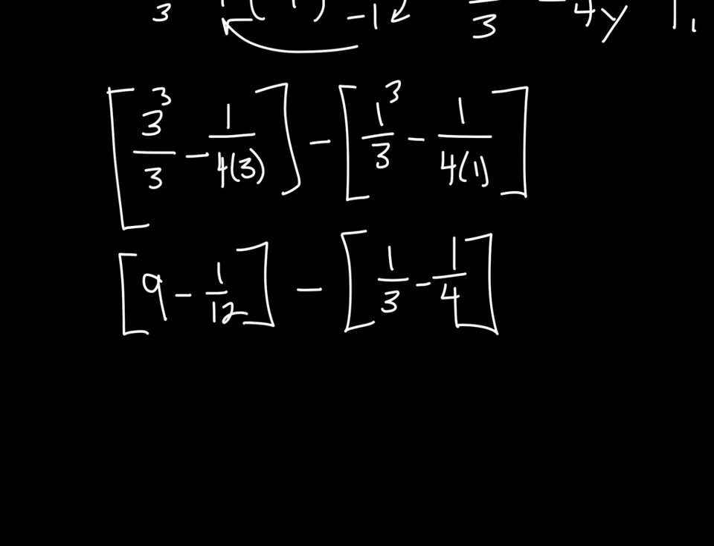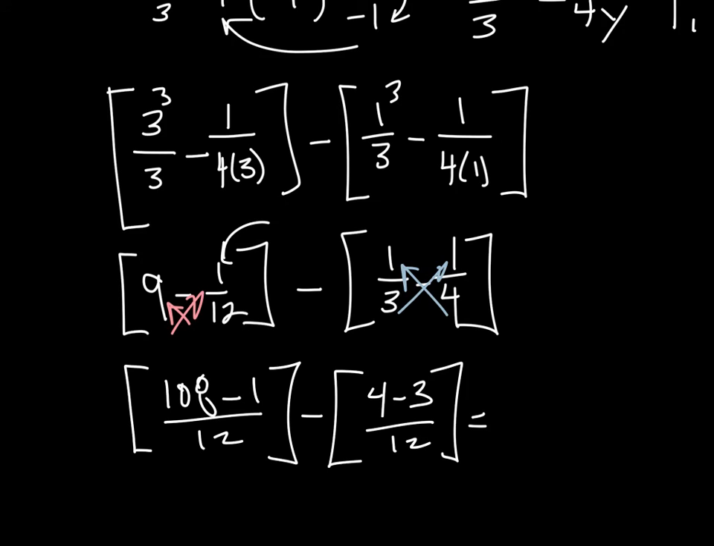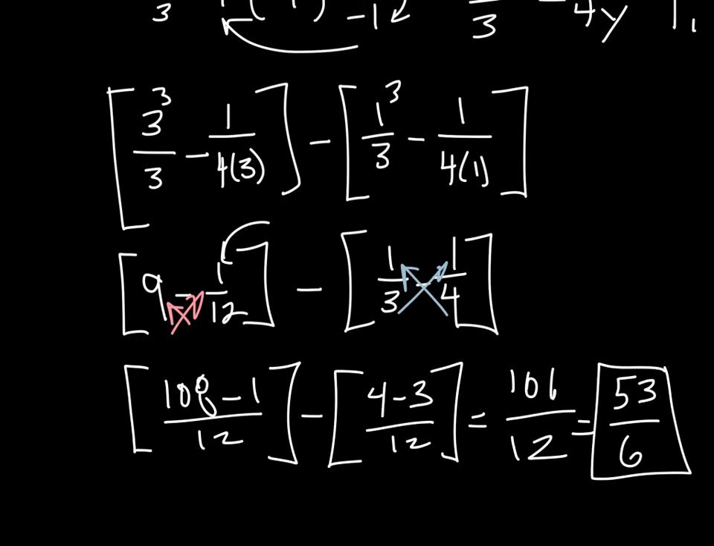which now I'm going to do that crazy cross multiplying stuff to get my common denominator. So on this side, 9 times 12 is 108 minus that 1 all over the denominator 12. Cross multiply this side, so 4 minus 3 over 12. And I get 108 minus 1, 107. Notice I can go ahead and subtract the other one, so I get 106 over 12. And I can actually reduce that by 2 and get my final answer of 53 over 6.